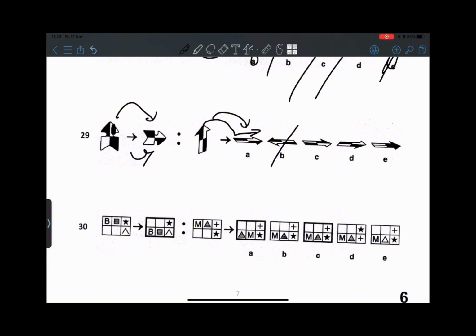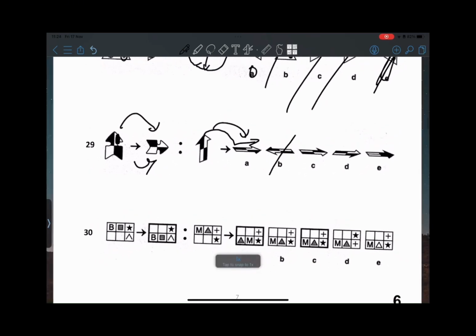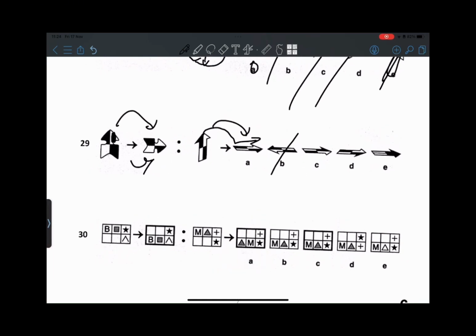Turn your head to the left and you can see what it should look like. Actually, maybe I can rotate. No, I can't rotate the page. Yeah, I mean, it's hard to explain this one really.